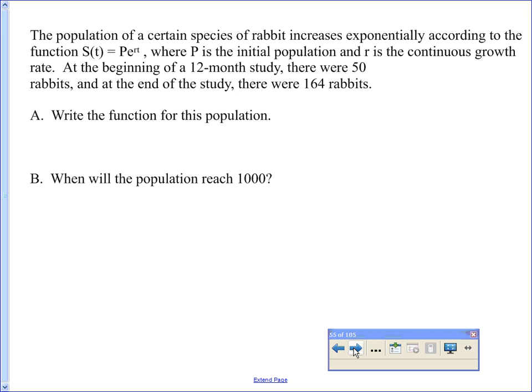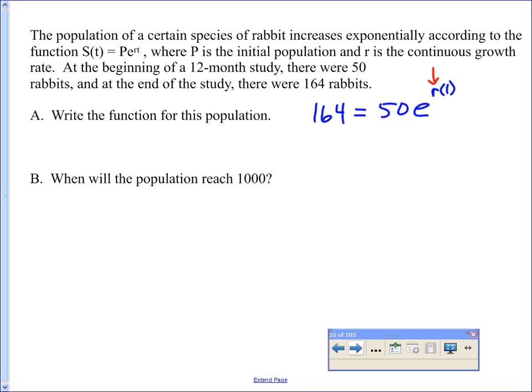So the first thing we want to do is to write a function for this. And to write the function, you have to remember we ended up with 164 rabbits. We started with 50, which is our P. We don't know what the rate is, and this is after 12 months. So you could do one of two things. You could do the 1 year, or you could do this monthly and do the 12 months. And so let's go with time being 1 year. So what we're trying to find here is the continuous growth rate, so we need to solve for that r.